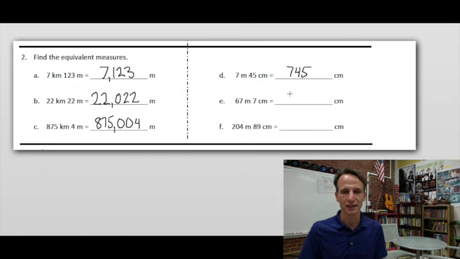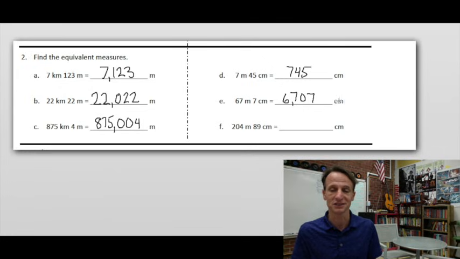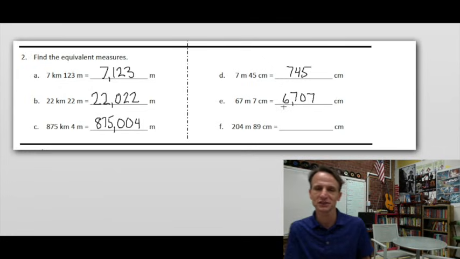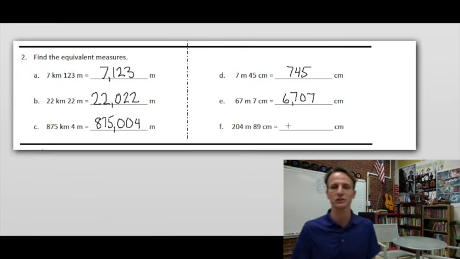Now in the case of 67 meters, we know that's 67 hundreds, right? 6,700. And then 7 centimeters will go in the ones place. So 6,700, we have no tens. And then 7 centimeters is 7 centimeters. It's a tongue twister. 7 centimeters is 7 centimeters. Say that 5,000 times fast. No, don't really.